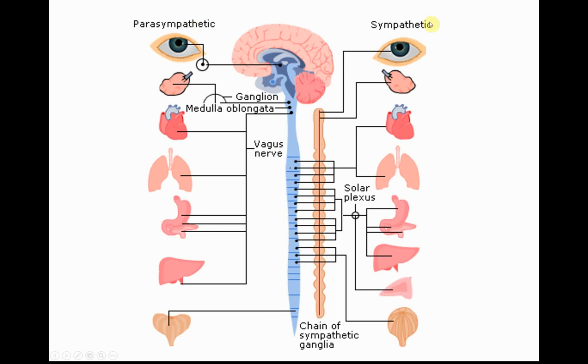So these two systems are antagonistic. So you might have heard that term before. They work against each other. So if the level of activity of one is increased, and that means more nerve impulses coming down the parasympathetic nervous system, there'll be fewer coming down the sympathetic. So the level of activity regulates up and down.